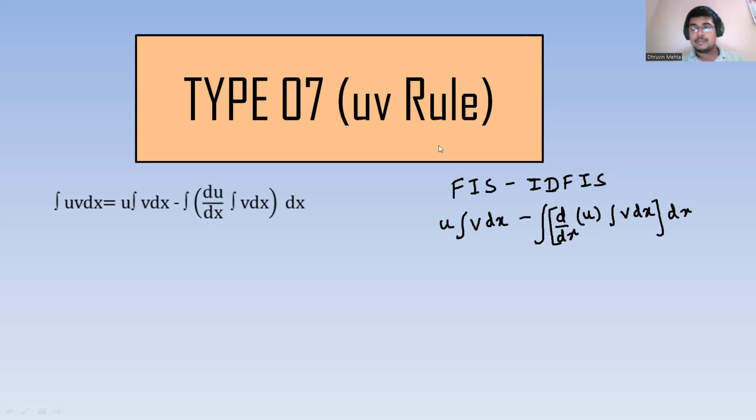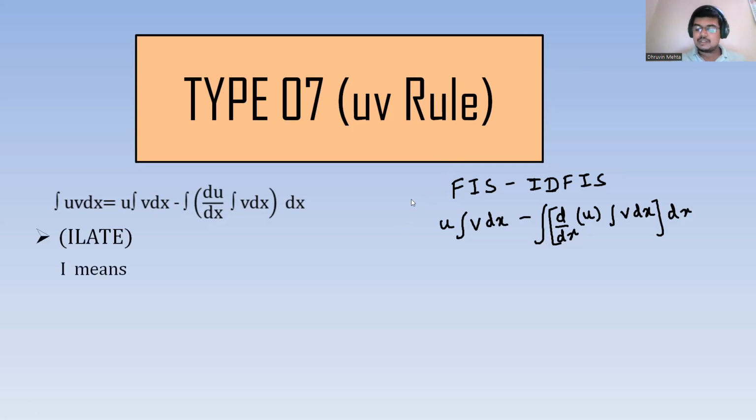Now coming to the next thing, where you have to decide which function will be the first function and which will be the second function. Because in every UV rule sum, you have to decide what should be u and what should be v. In derivatives we never decided, but here we'll have to decide, otherwise the sum will not be solved. So for that there is another code word. That code word is ILATE.